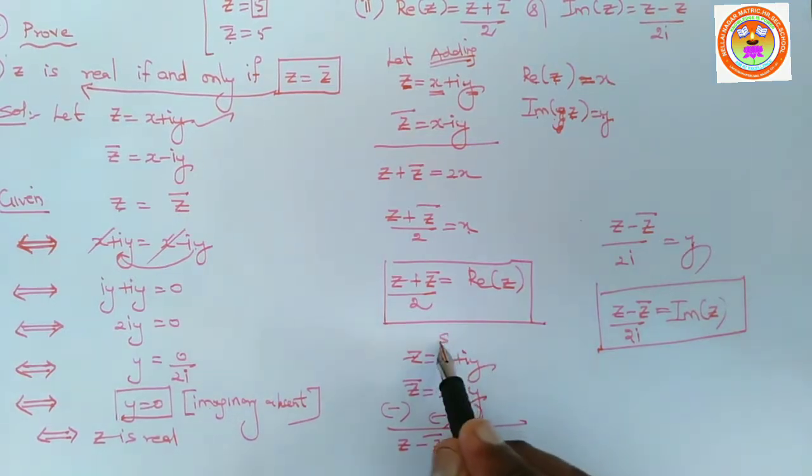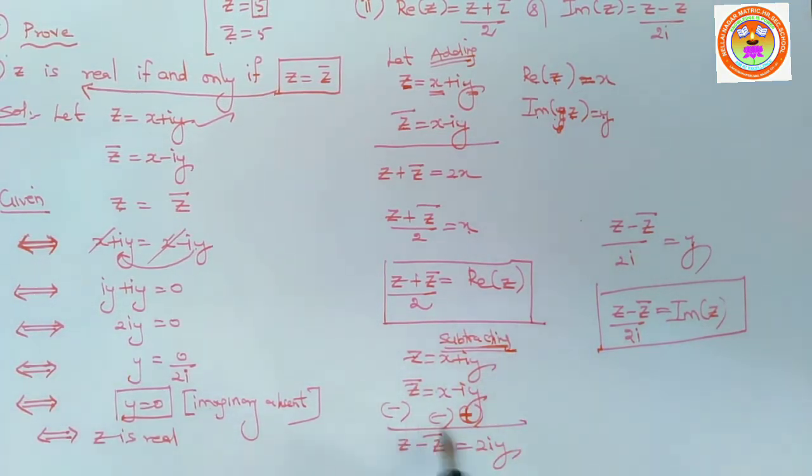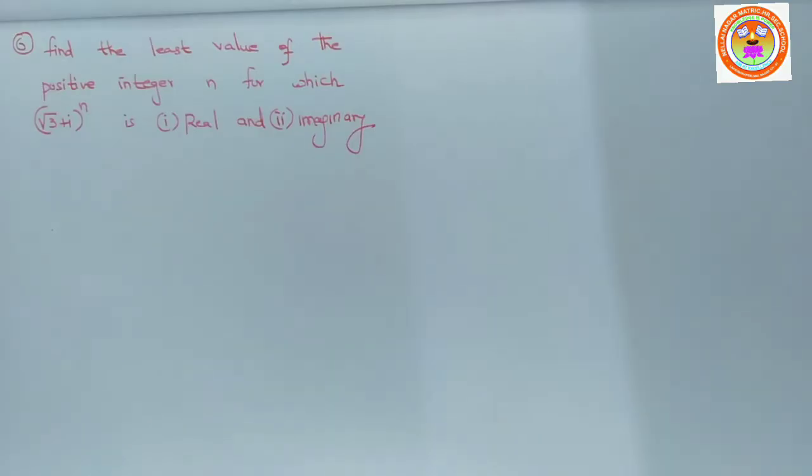This is subtracting. So only we change the symbol, that's all. Sixth sum. Find the least value. This is an important one.